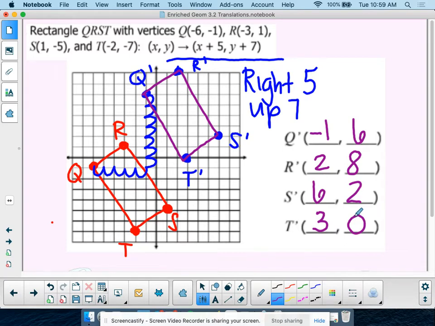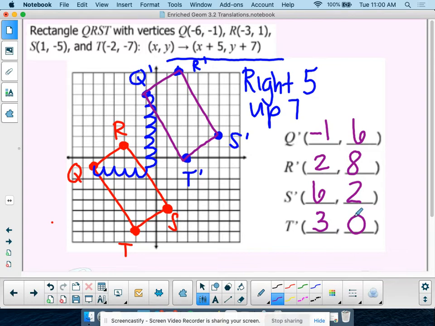Folks, there's another trick to this one too. What's -6 plus 5? -1. And what's 7 plus -1? 6. So you could find your ordered pairs that way too. Let's look at R. What's -3 plus 5? 2. And then what's 1 plus 7? Great. So that's another way you could find your ordered pairs if you didn't want to count the boxes. You could just add or subtract your ordered pairs. Does that part make sense? Okay.